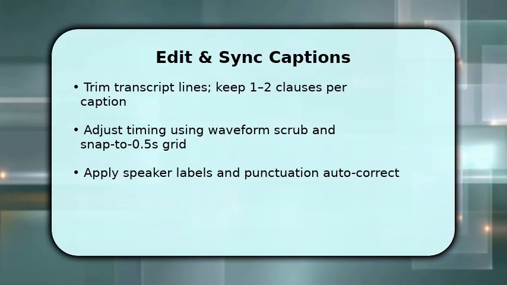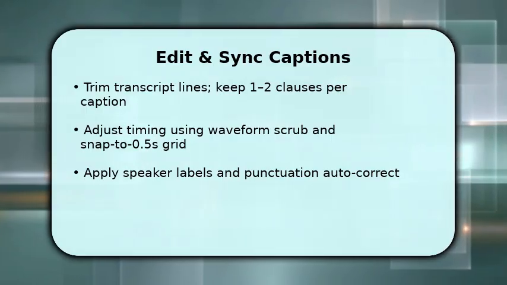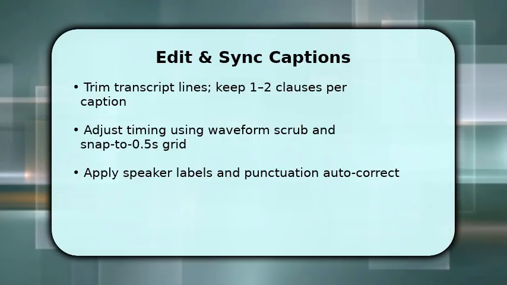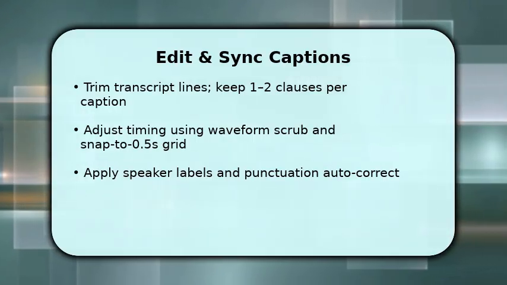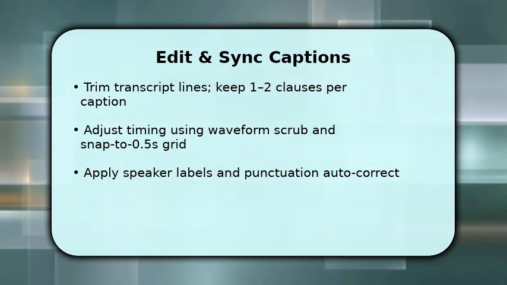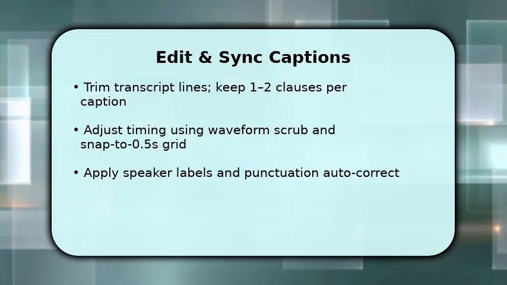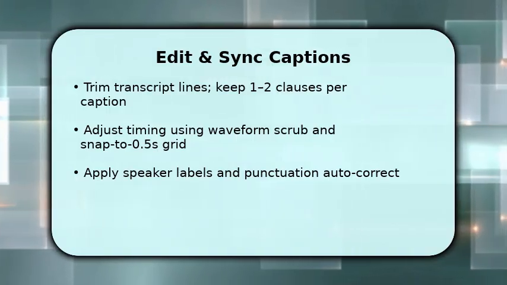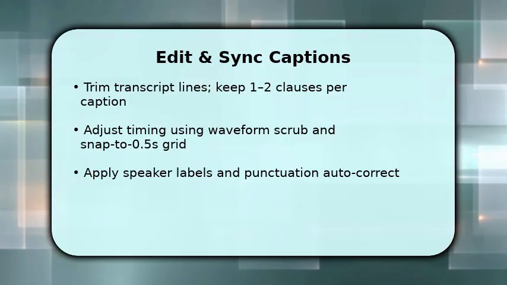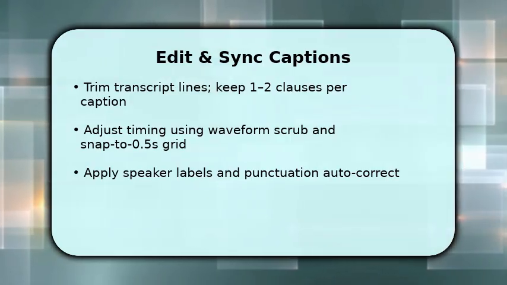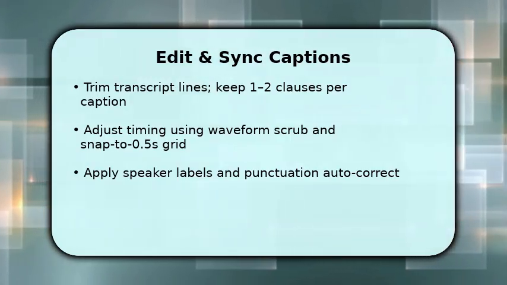Now you edit and sync. Read through the raw transcript, trimming lines so each caption holds 1 or 2 clauses for readability. Use the waveform scrub and snapping grid set to 0.5 seconds to align text to audio precisely. This reduces jumpy captions. Once text aligns, apply speaker labels and enable punctuation autocorrect so captions read naturally.